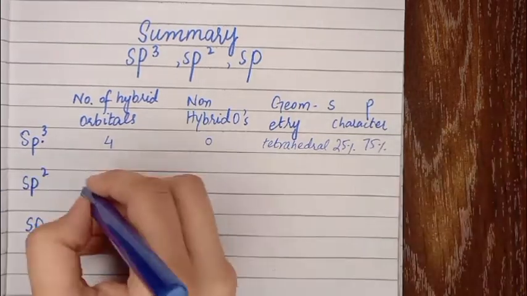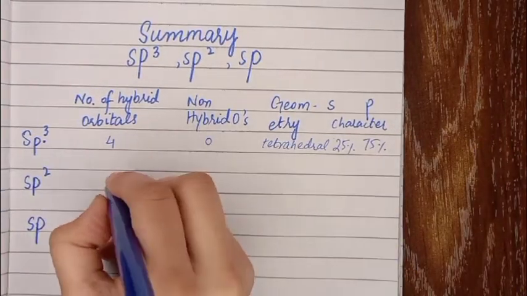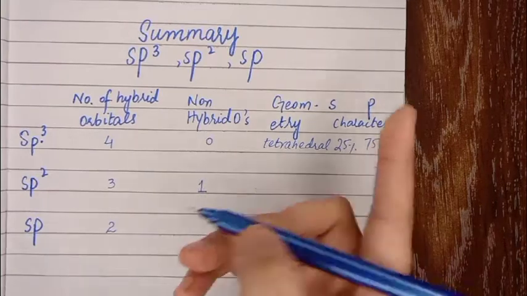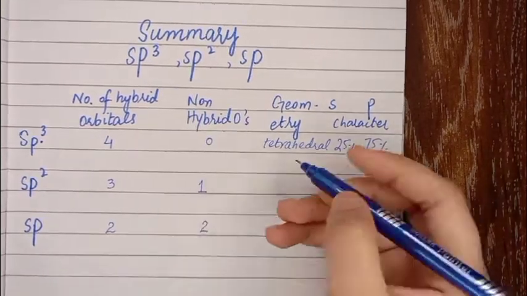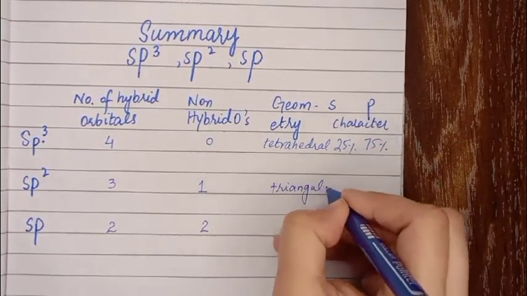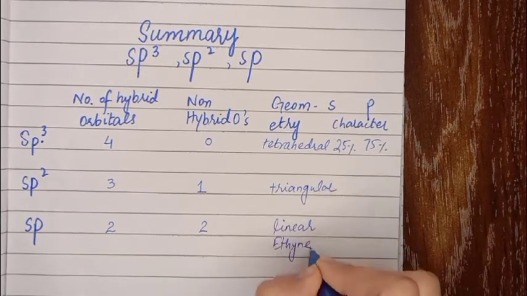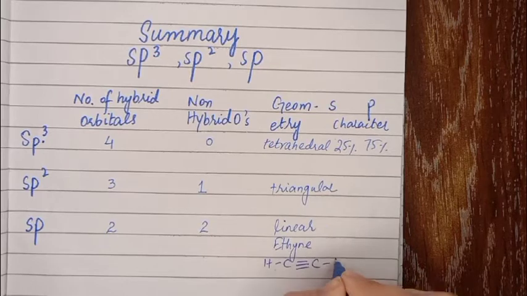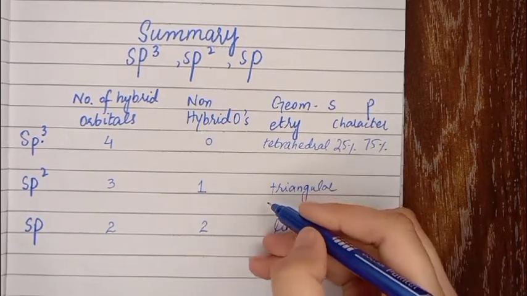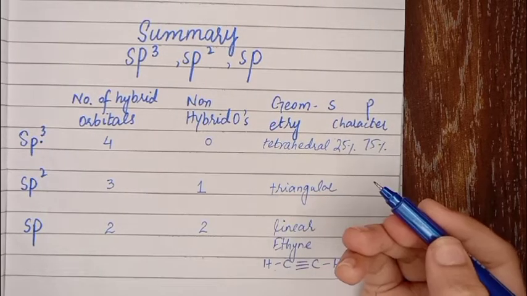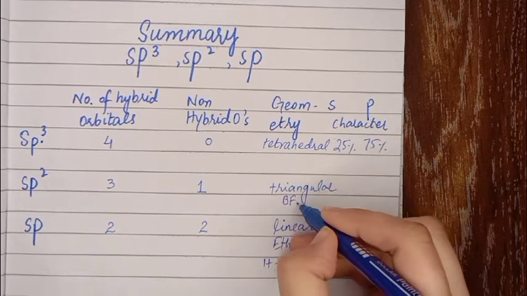In the sp2 hybridization, 3 is the number of hybrid orbitals and 1 is the non-hybrid orbital in the case of carbon, mostly. The molecular geometry is trigonal planar mostly, and the s character is 33% and 66% is the p character.